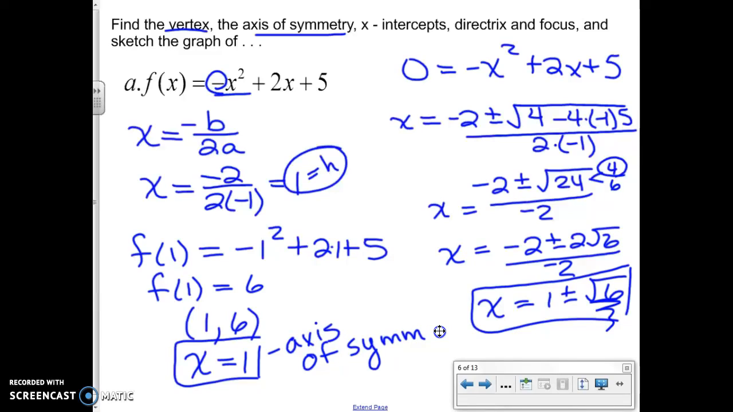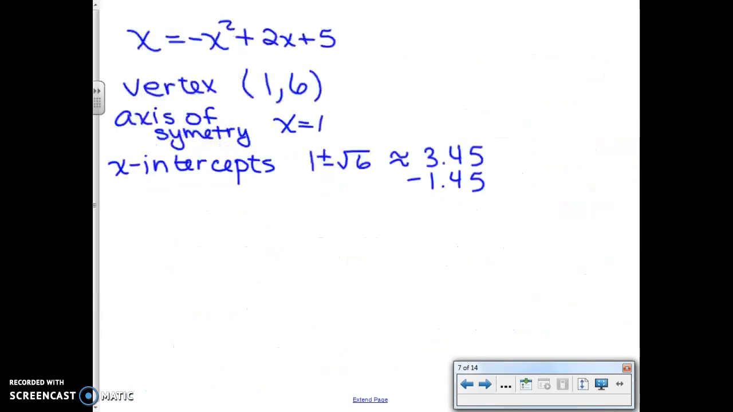All right, continuing on from there, I just re-summarized this onto another page. This is our equation we're working with. Got the vertex, the axis of symmetry, the x-intercepts going along there. And I did get decimal values. I'm going to have to sketch the graph anyway, so I'd prefer to have some x values.